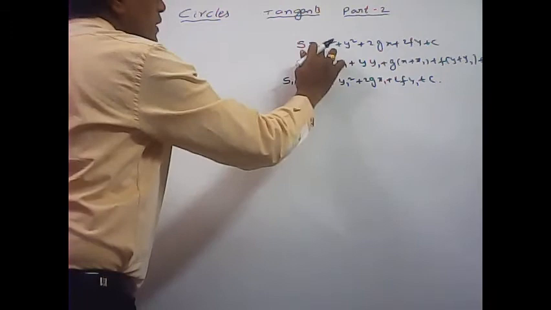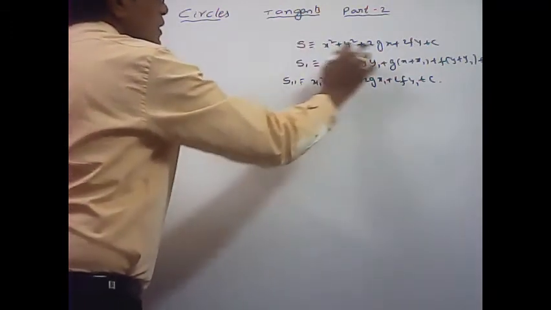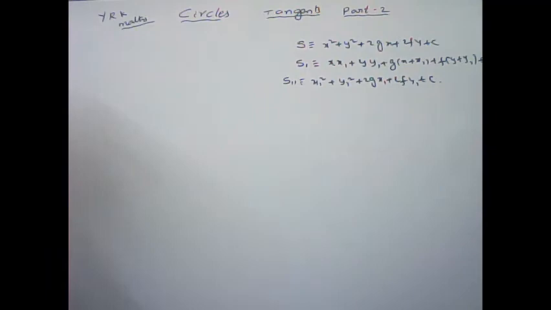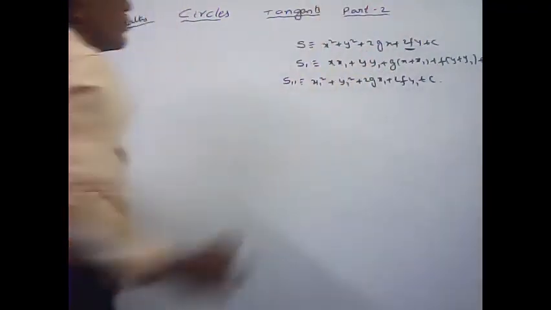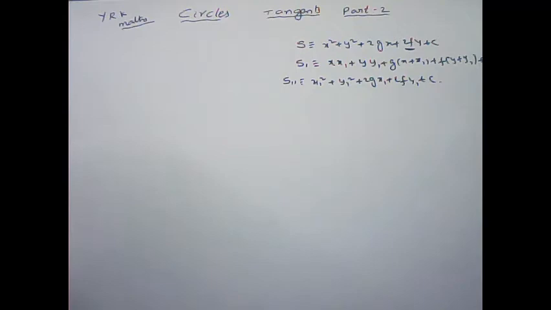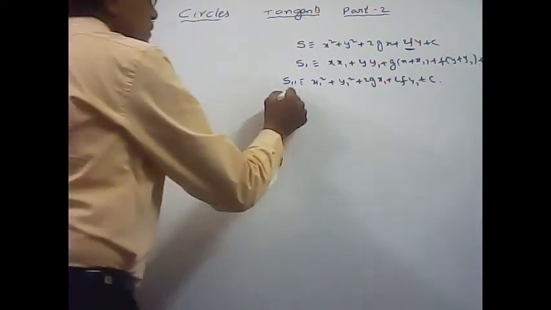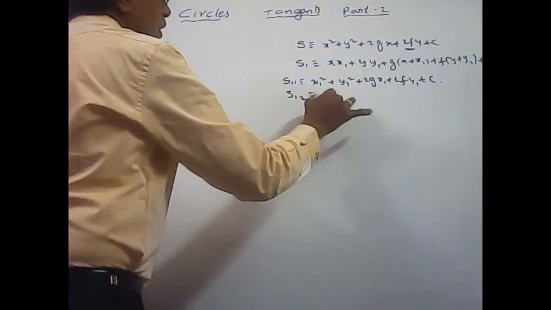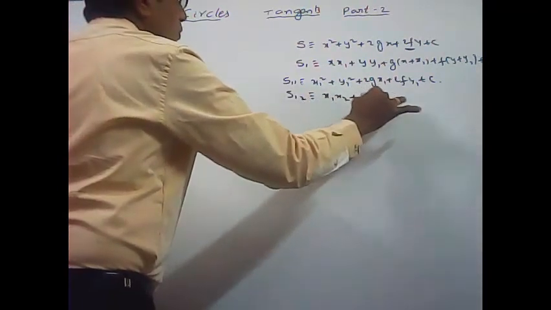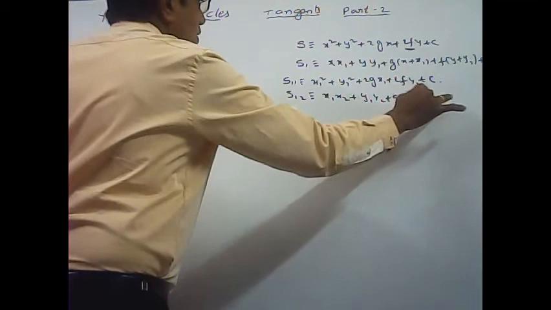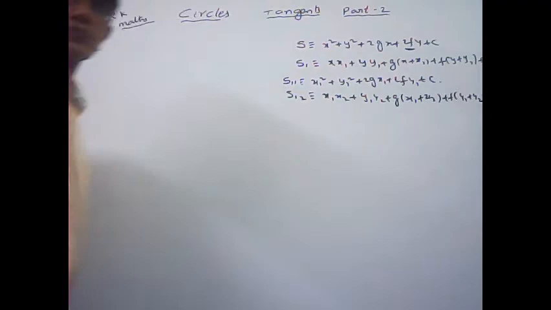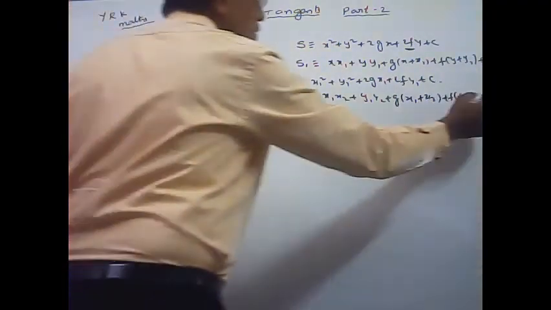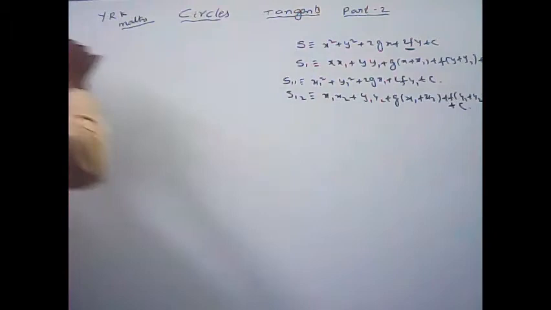S1, how to get that one? Replace x square by x x1 and replace 2gx by g of x plus x1. 2fy, half of it you can take, f of y plus y1. If only y is there, y plus y1; x square is there, x into x1. And S12 is x1 x2 plus y1 y2 plus g of x1 plus x2 plus f of y1 plus y2 plus c. These are the standard notations.